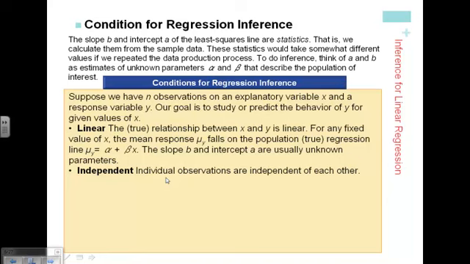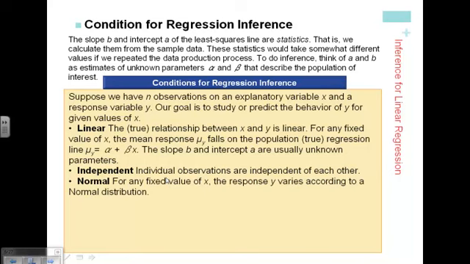All right, next item, independent. Individual observations should be independent of each other. Back to a normal condition for our third condition. Any fixed value, x, and response variable, y, should vary according to a normal distribution.